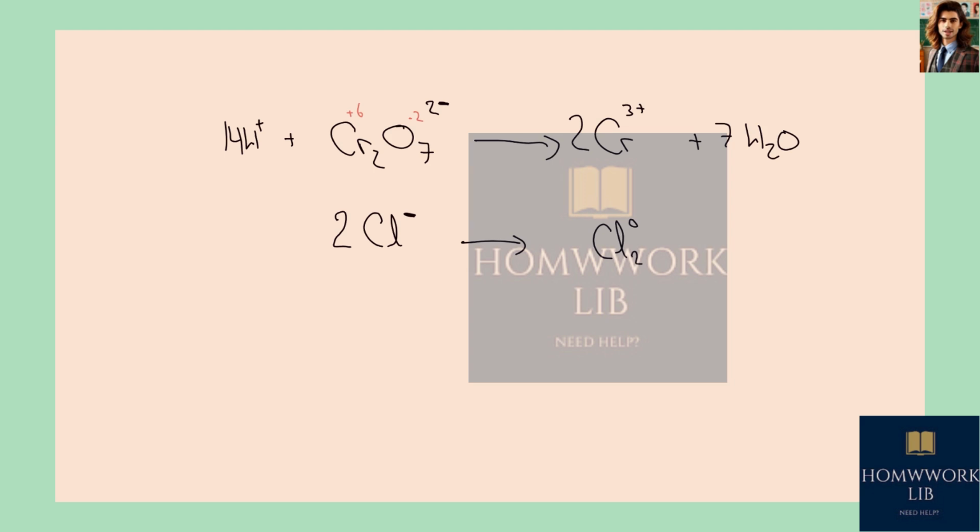So chromium went from plus 6 to 3 plus. That means that per each Cr atom, I need to add 3 electrons for it to go down. So let me make more space over here. What we're going to do is add 6 electrons over here, plus 6 electrons. And now we're going to do the same over here with Cl minus. We need 2 extra electrons for this. So now we have the oxidation of Cl minus and the reduction of chromium 6 plus that we have over here.